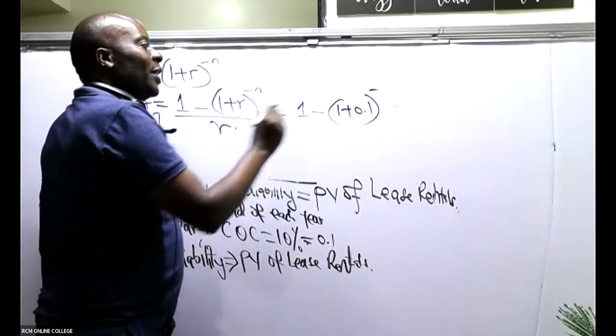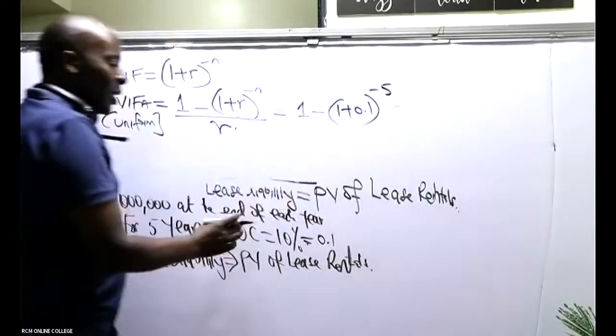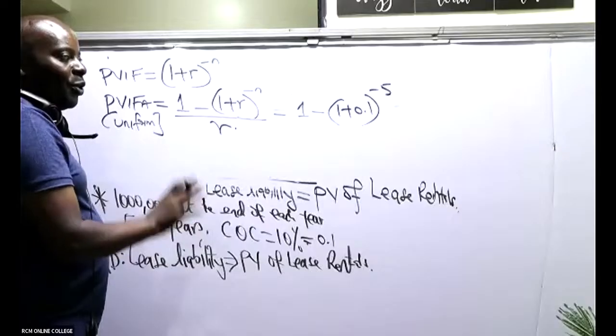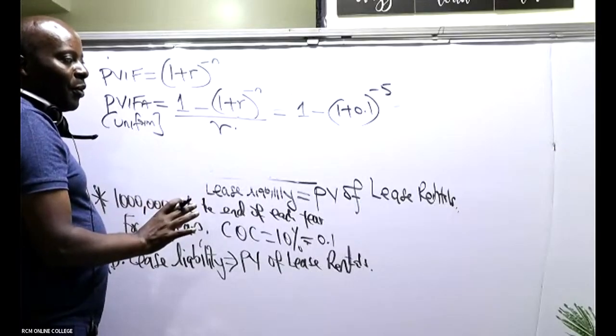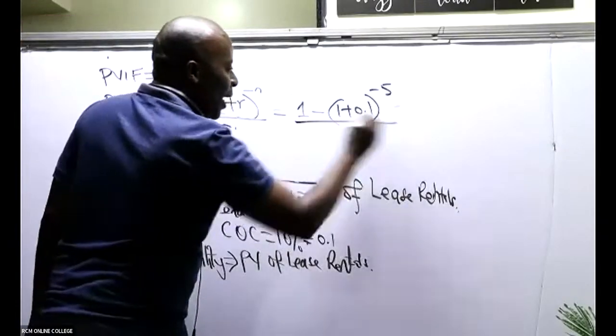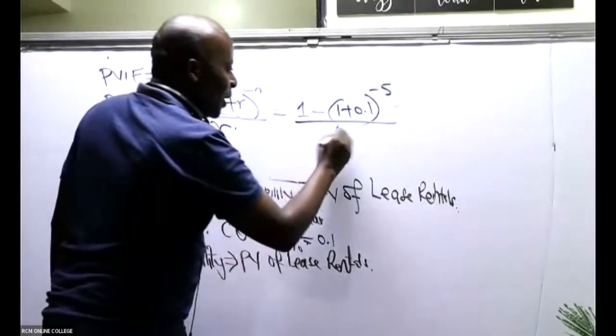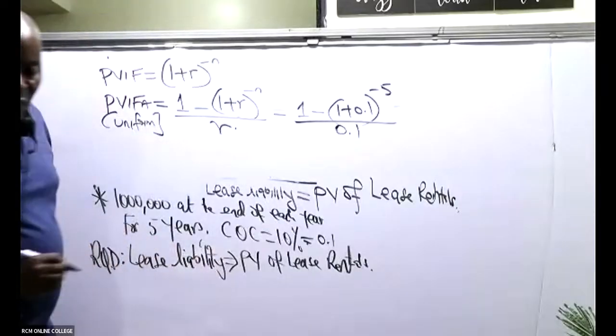So then this will be 1 plus 0.1 raised to the number of years. The number of years in this case, there are how many? This is a lease of 5 years. We're going to enjoy this for 5 years. And then we divide everything by our R, where our R in this case is 0.1.